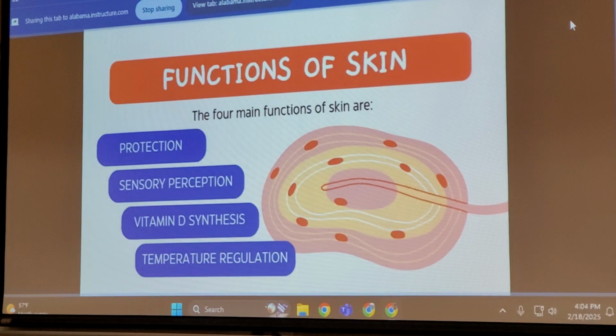So, what is your skin for? What is the point of skin? What are you supposed to do? Yeah, protection. Why? What's it doing? It protects your body from any pathogens that can go inside. It's keeping things on the outside out, things on the inside in, put simply.